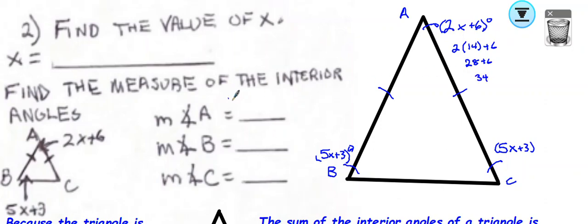So the measure of angle A is 34 degrees. The measure of angle B is 5 times 14 plus 3. So here I have 70 plus 3, which is 73. And B and C are both the same. So we have 73 degrees and 73 degrees.